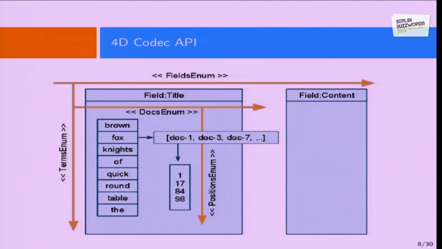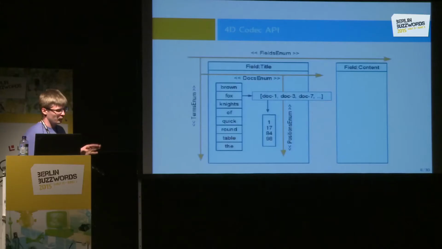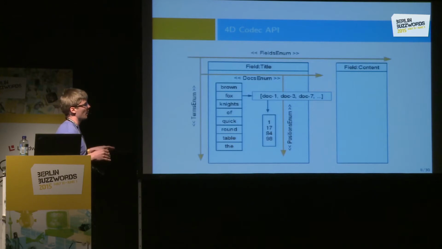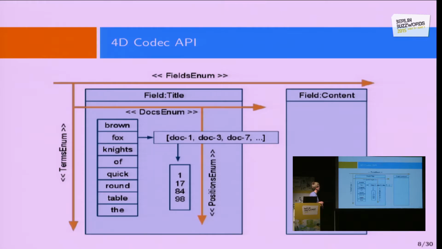Let me introduce you to the Codec API. The Codec API has 4 dimensions. For example, if we try to search a term query for title Fox, first of all, Lucene tries to find a field in field enums. Then it tries to find the term in term enums. Actually, it is a kind of hash map lookup. And then, when we find the field title and term Fox, we have to read the posting list.